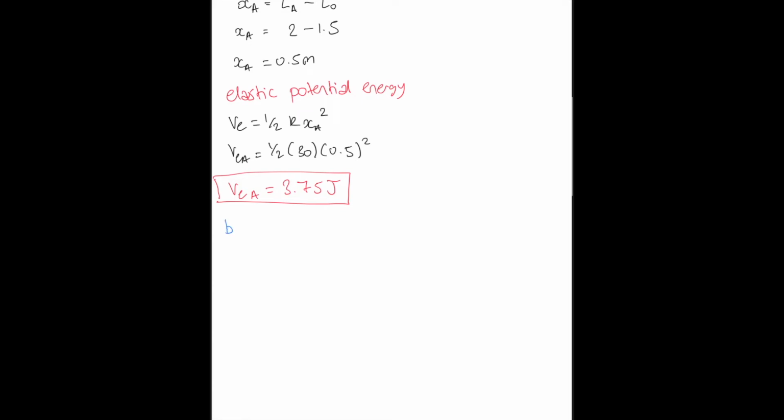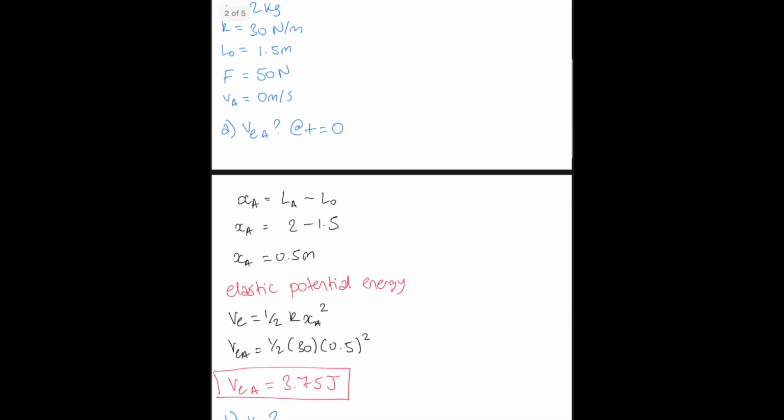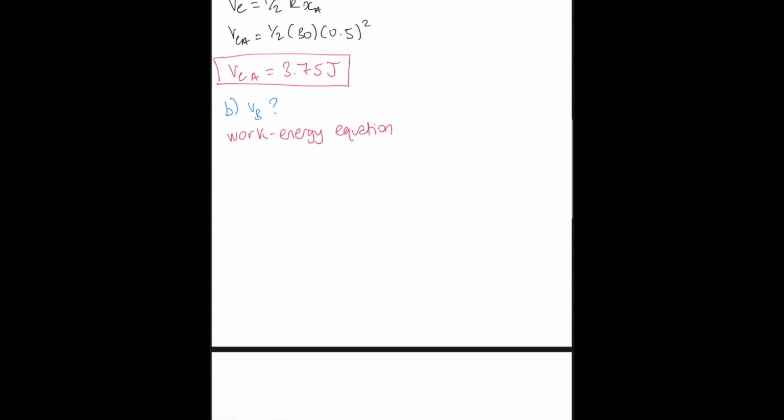Okay, now for part B, this one's going to be a little bit tricky. We want to find the velocity at B, so the velocity right here. We're going to start off with the work-energy equation. We know that U is equal to delta T plus delta V.